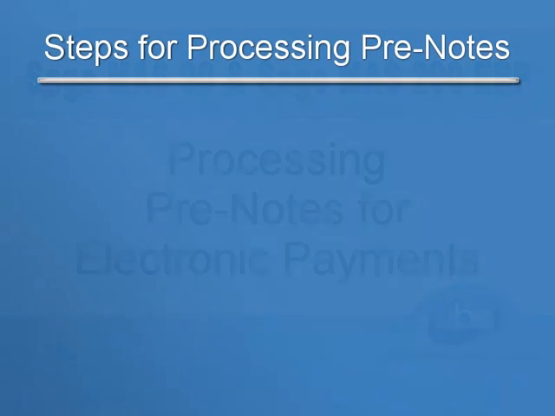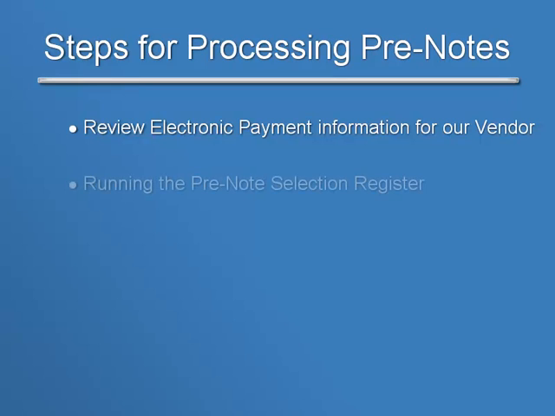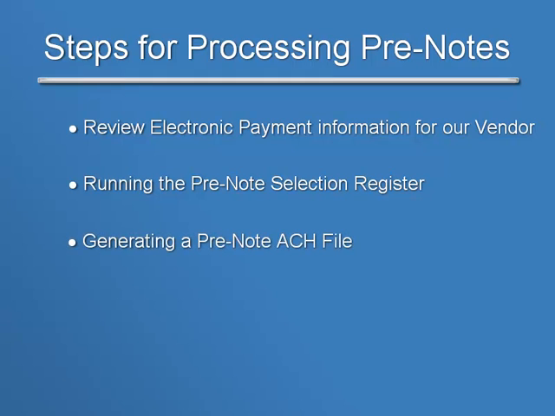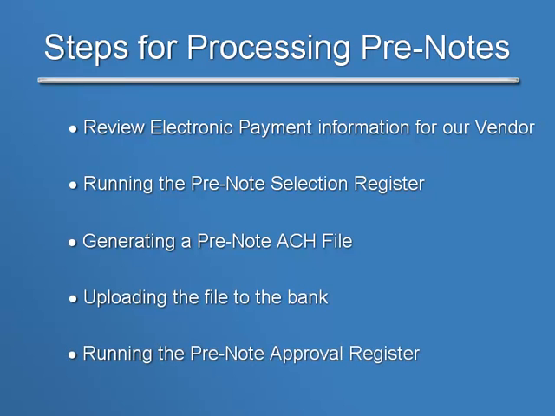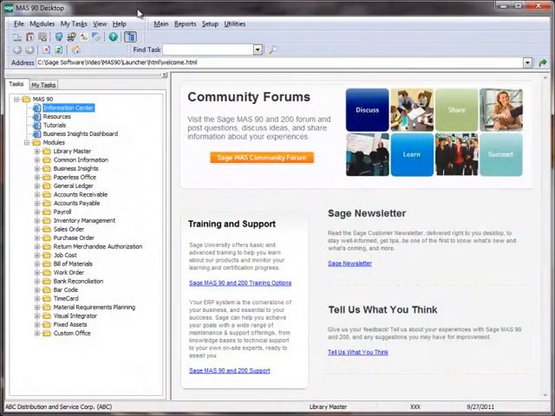In this tutorial, the steps we'll walk through are review of the electronic payment information for our vendor, running the prenote selection register, generating a prenote ACH file, uploading the file to the bank, and finally, running the prenote approval register. Let's begin with the first step, review of our vendor's electronic payment information that we previously set up for our example vendor.